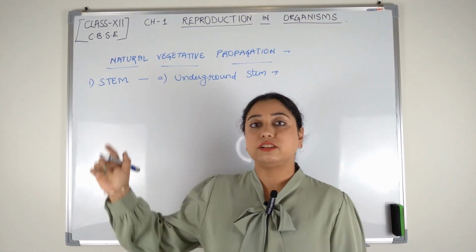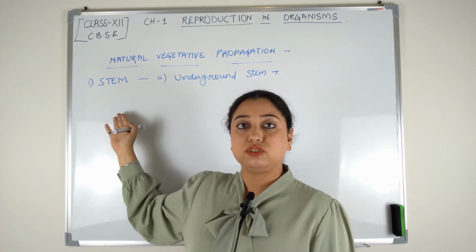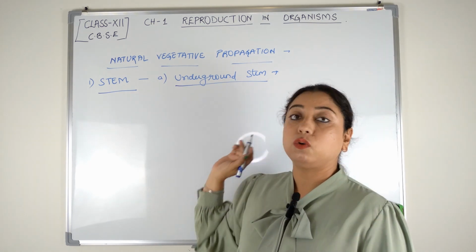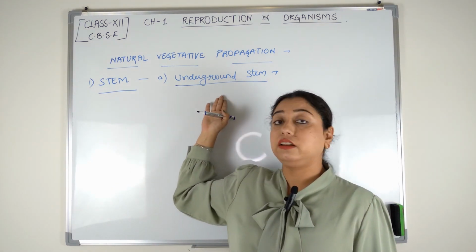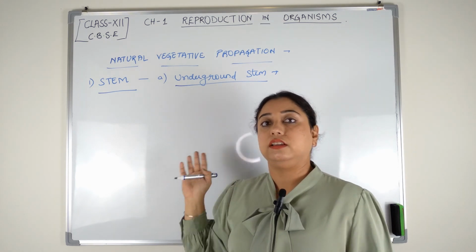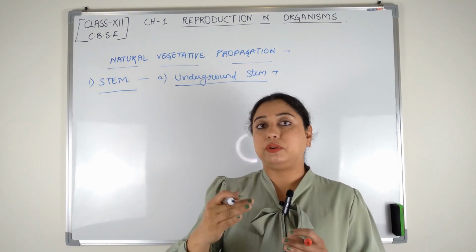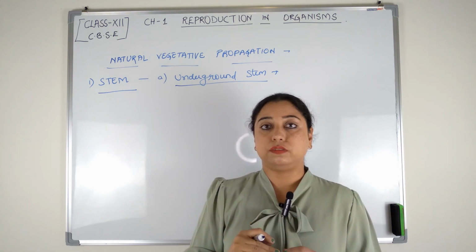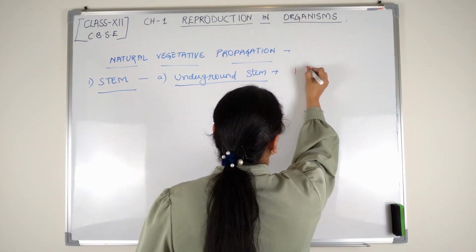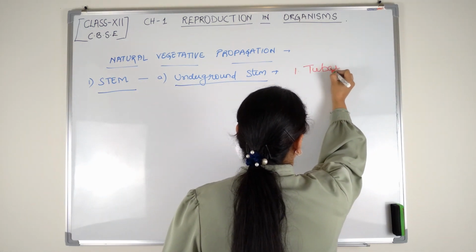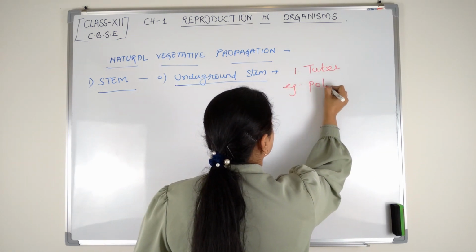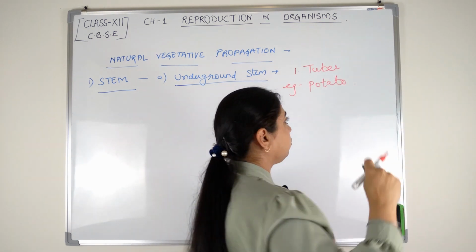So students, let's start with the natural vegetative propagation. The first vegetative propagule is stem and its first category is underground stem. As you can see, the name itself says, whatever vegetative propagules we are going to talk about under this category, they are located inside the soil, they are present below the soil surface, that's their location, right? So the first example is tuber. Okay, under tuber we can take the example of potato.